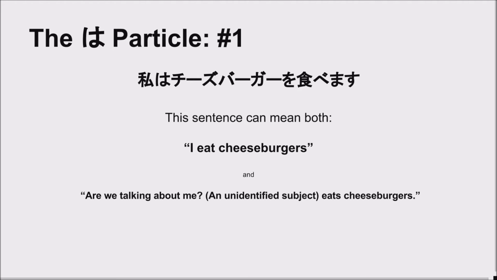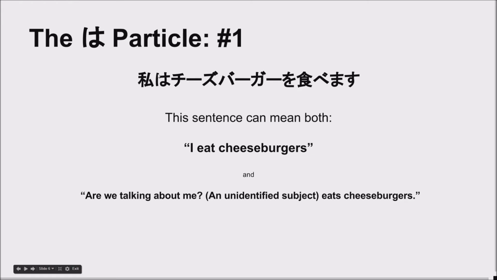Here's some examples. The wa particle, number 1. Watashi wa, in case you can't read kanji, just go with it. This is watashi wa cheeseburger o tabemasu. This is the kanji for tabemasu. It means to eat. Cheeseburgers are cheeseburgers. Hopefully you figured that one out. Watashi means me or I. Okay, so watashi wa cheeseburger o tabemasu. The o particle, in case you haven't watched that video yet, it's going to be up soon, references what is being eaten. What is the thing that's getting eaten? And then notice how in that sentence we're saying, I eat cheeseburgers.